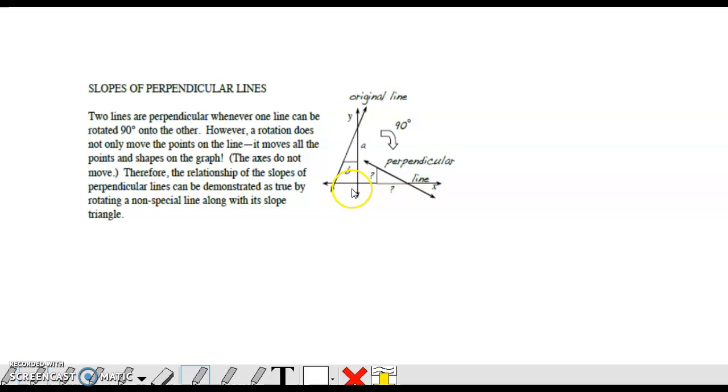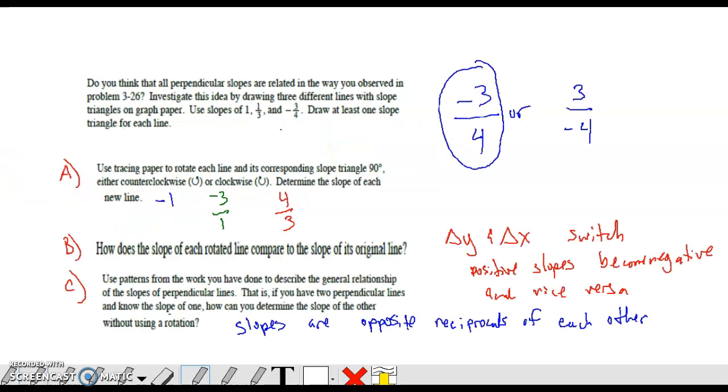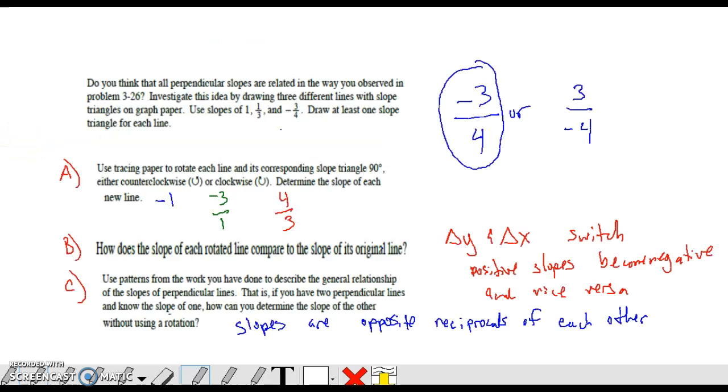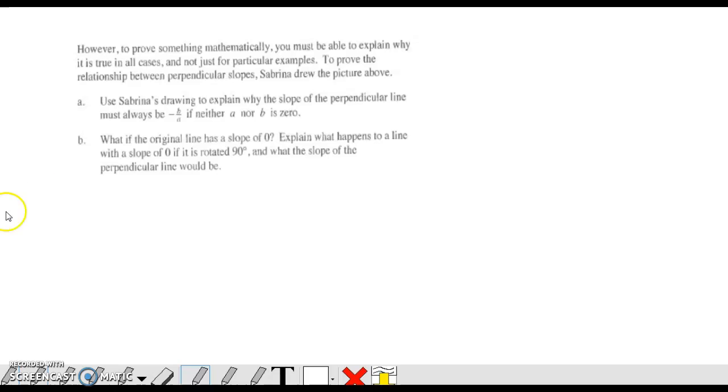Okay. So what we want to do is figure out how we can prove this. This has worked so far with -1 and 1, they're opposite reciprocals. 1/3 and -3/1, -3/4 and 4/3. So we want to prove this, right? However, to prove something mathematically, you must be able to explain why it is true in all cases, not just particular examples. This is a particular example, right?